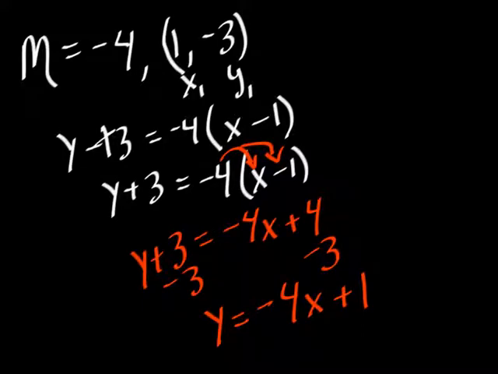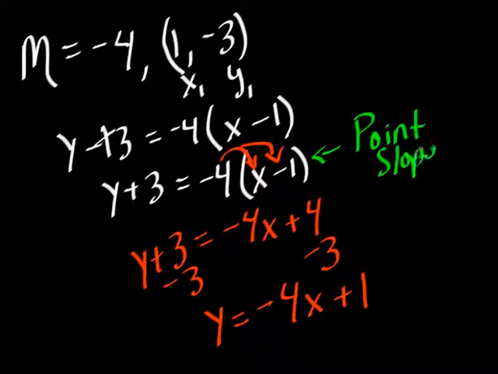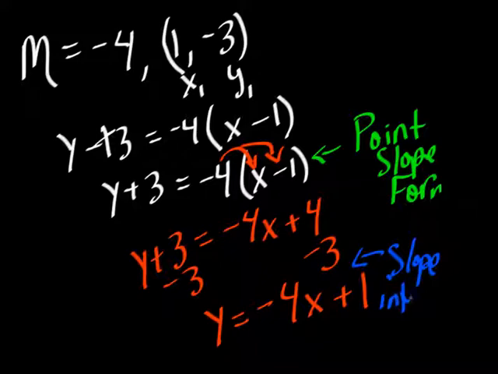So the first equation was my equation in point-slope form. And the second equation is my equation in slope-intercept form. So I have my two equations here, and it's literally just that simple.